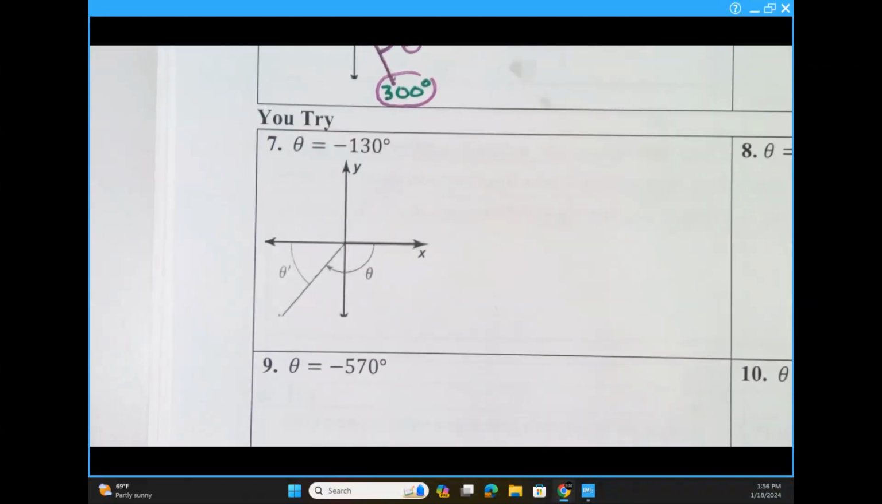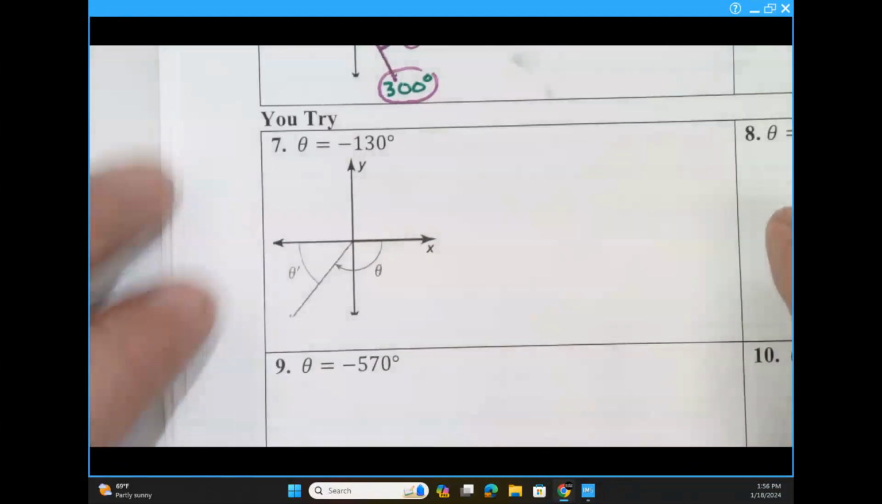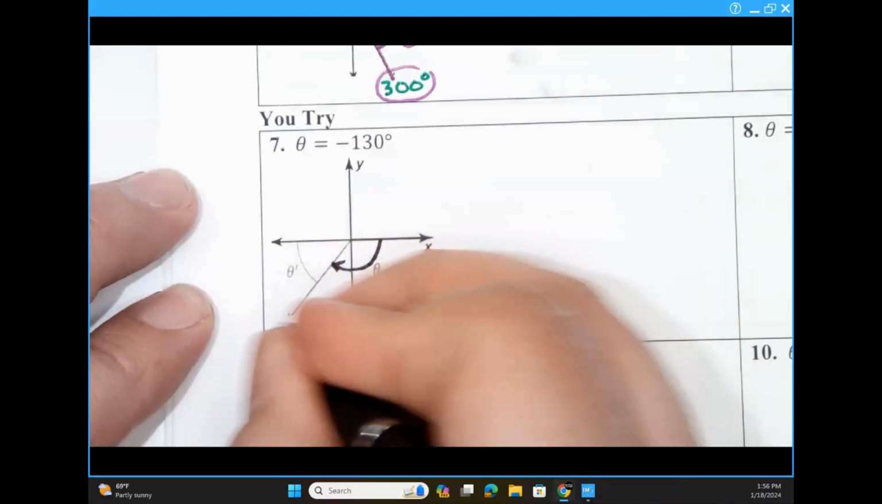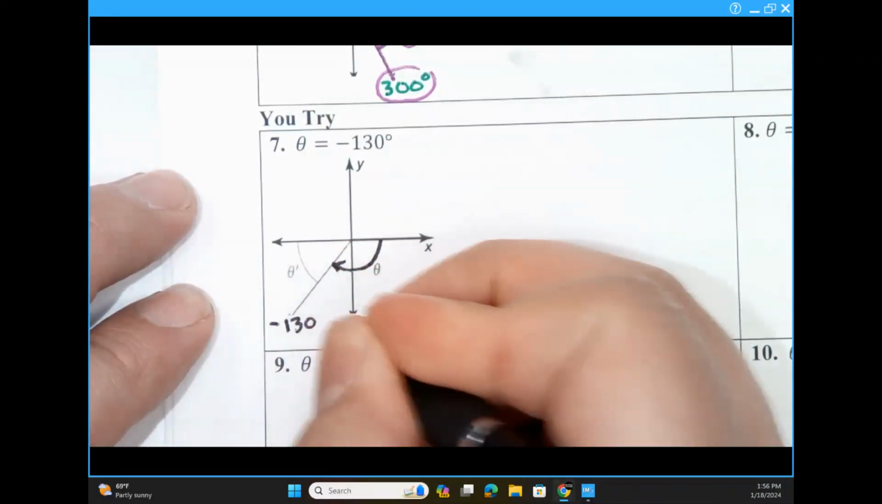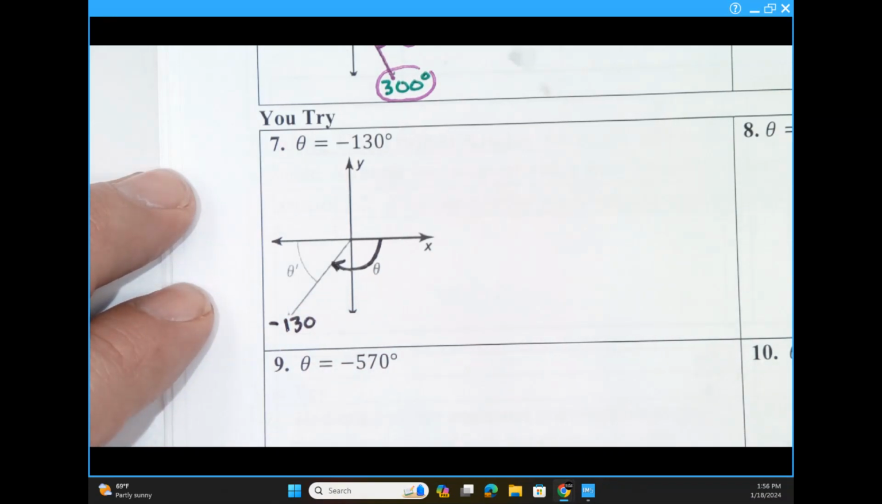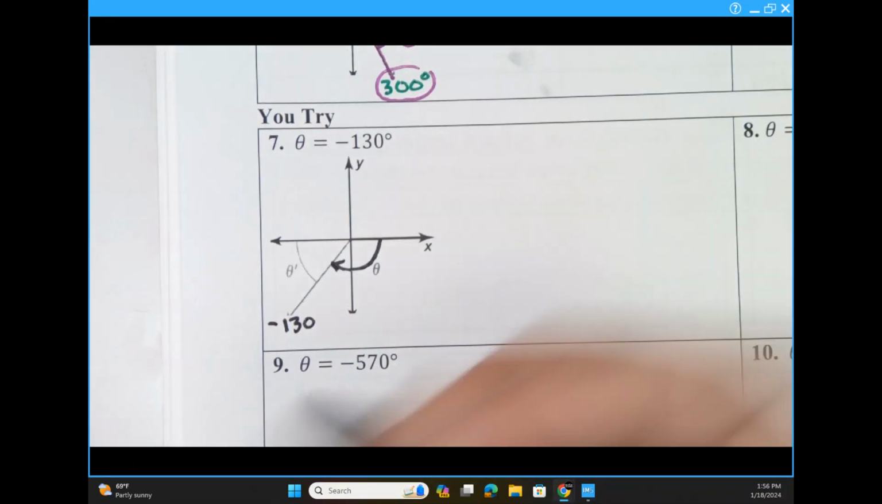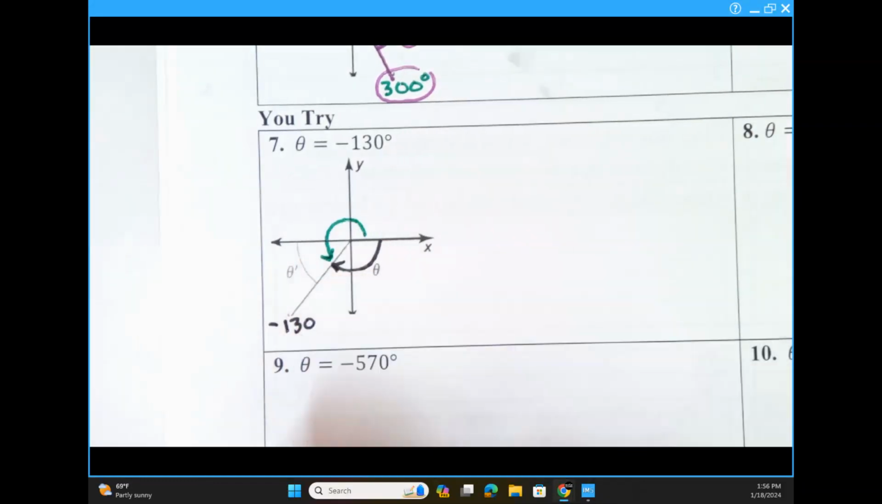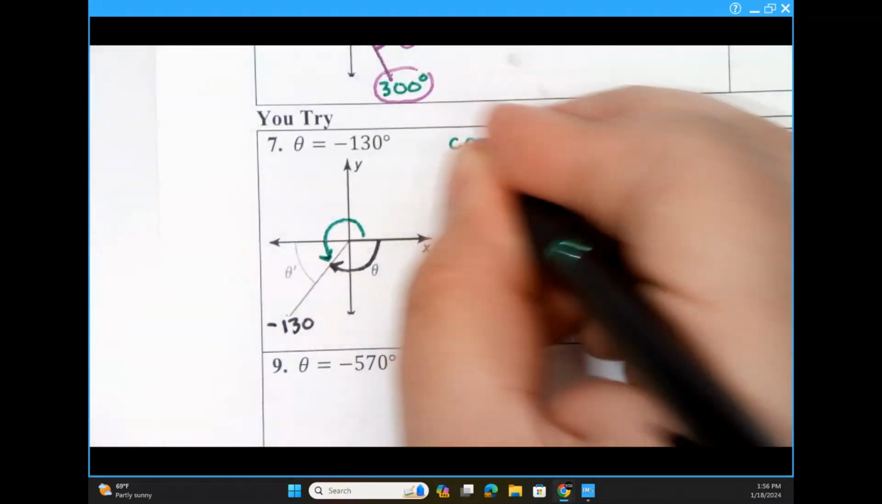Now, this one has already been drawn for you. It says negative 130. All right, well, they already drew it for me. There's negative 130. But remember, that doesn't help me. I want to know the positive angle that was supposed to be there instead. I want this green one. I want the coterminal that goes with it. So I'm going to go coterminal.